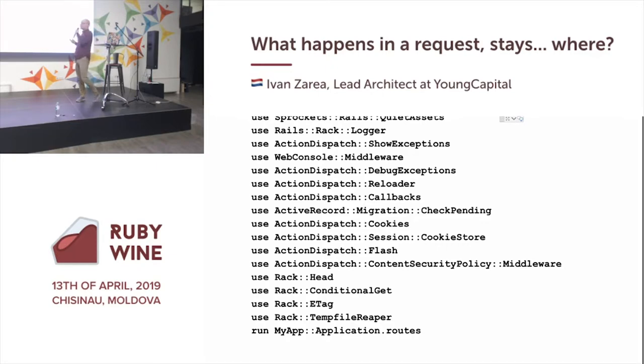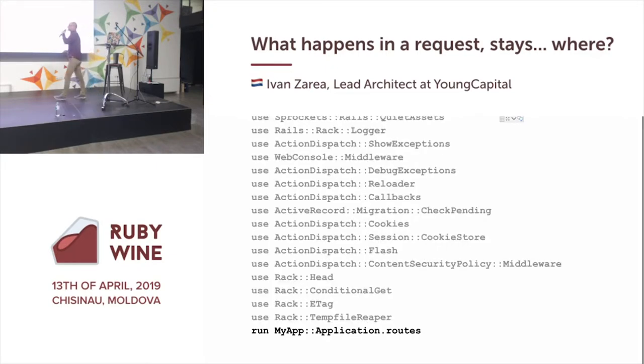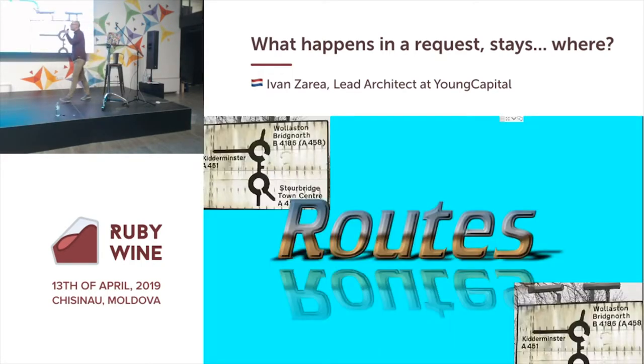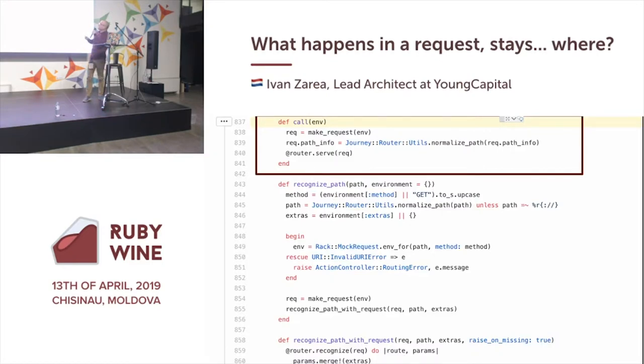Now, the last piece of middleware is this. After running all of this code, Rails runs this beautiful thing. And this gets us into routing. Routing is a very difficult problem to solve. This is the routing middleware. It creates a Journey router, which will solve the routing problem, which will actually map from the URL to the controller action. But this is not a very simple problem to solve, right?